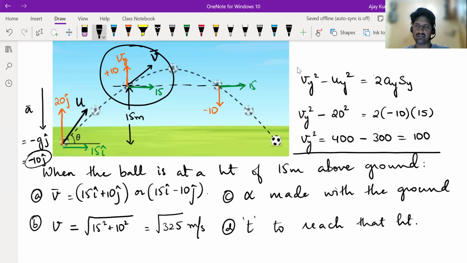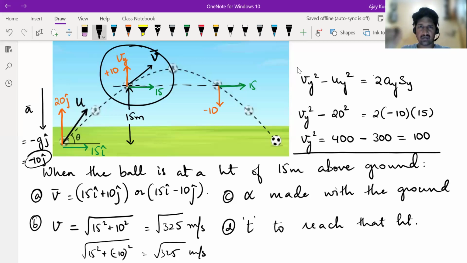You won't include a direction. If you include direction, it becomes velocity, which we have already done. We got velocity at that height, we got speed at that height. During descent also it will have the same speed, because if you take root of 15 squared plus minus 10 whole squared, that will also be root 325 itself. So it doesn't matter whether it is ascent or descent. At a particular level, it will have the same speed during ascent and descent.